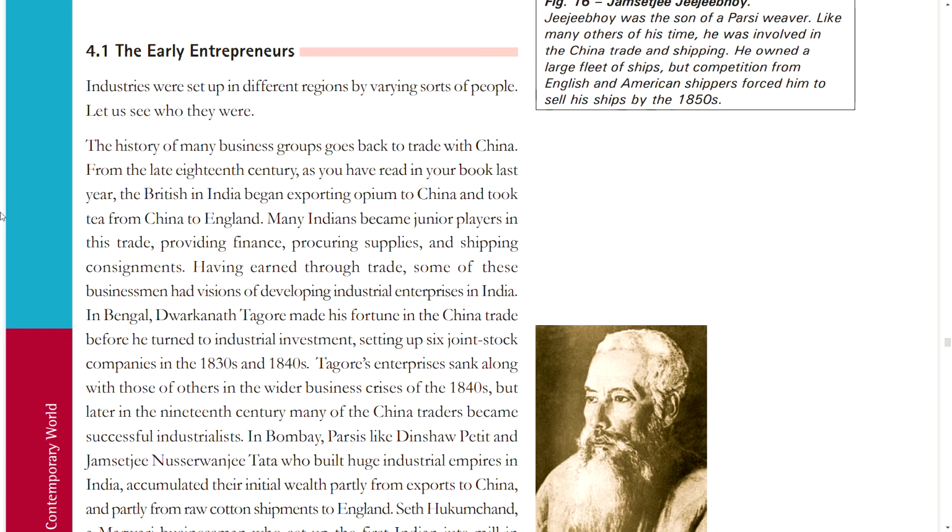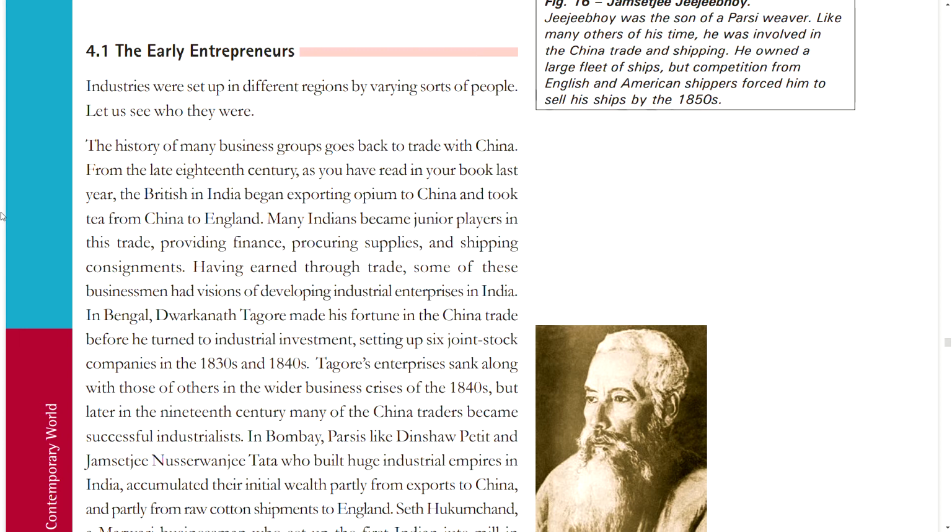The history of many business groups goes back to trade with China. From the late 18th century, as you have read in your book last year, the British in India began exporting opium to China and took tea from China to England. Many Indians became junior players in this trade, providing finance, procuring supplies, and shipping consignments, having earned through trade. Some of these businessmen had visions of developing industrial enterprises in India, in Bengal.